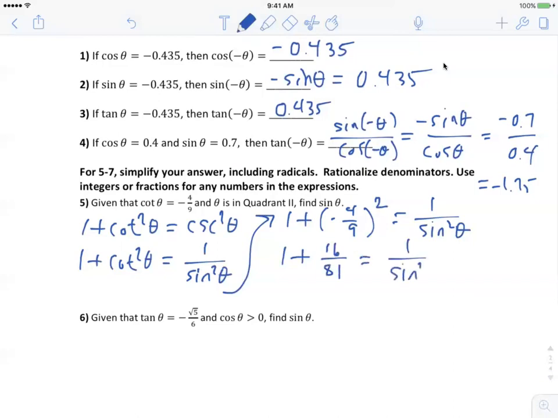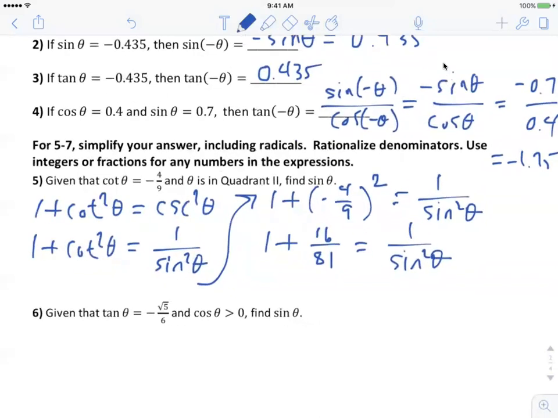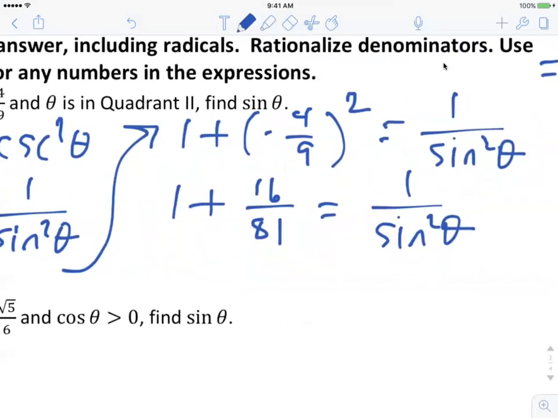I guess I could have given myself more room to work here. Maybe I'll blow it up. Okay, let's see. I'd probably add the 1 and the 16 over 81. So 1 is 81 over 81. And so then 81 plus 16 is 97. So this is 97 over 81. A little fraction work.